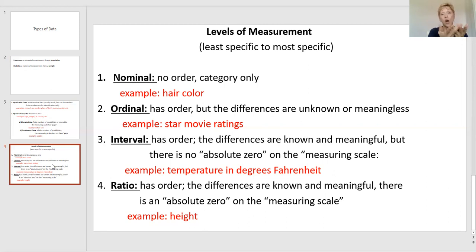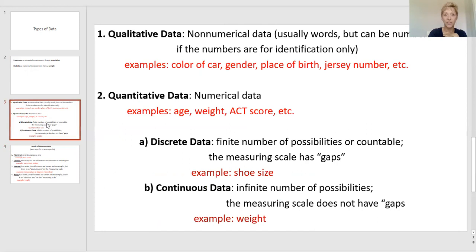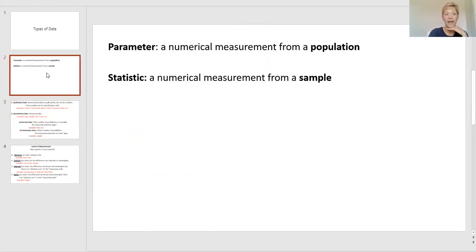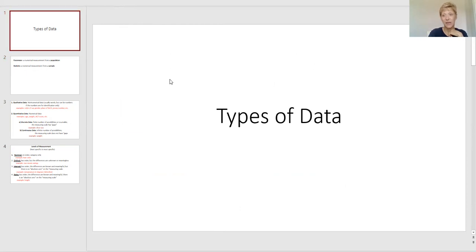On your homework again, we're going to have some examples and they're going to ask you what level of measurement they are. So see if you can figure that out. Also on homework, they're going to ask you whether this data is qualitative or quantitative. They're going to ask you if things are discrete or continuous. They're going to ask you if this number is a parameter or statistic. Just look at where it came from. It came from a population. Notice parameter and population both start with P, and statistic and sample both start with S. So that's a handy little memory trick.